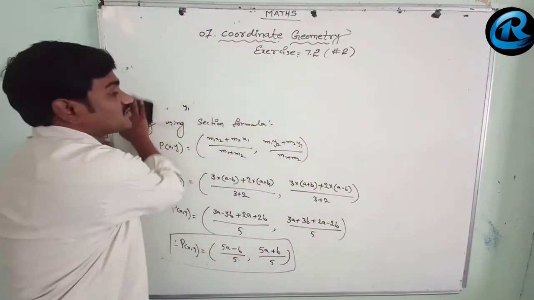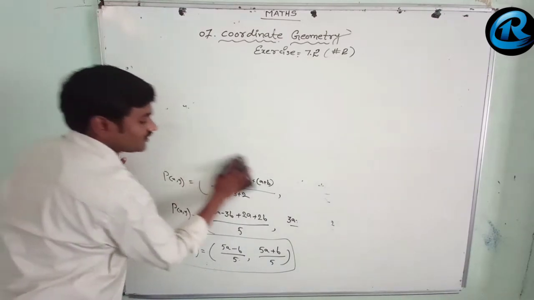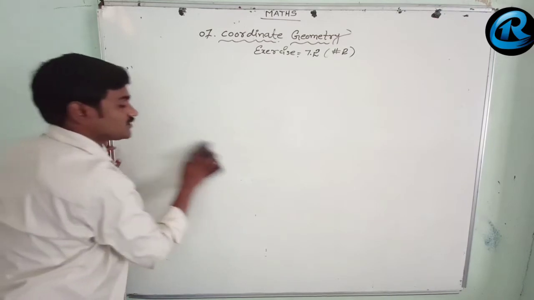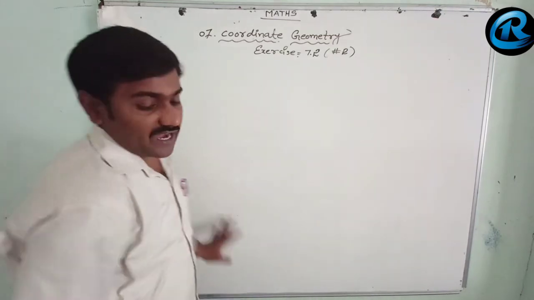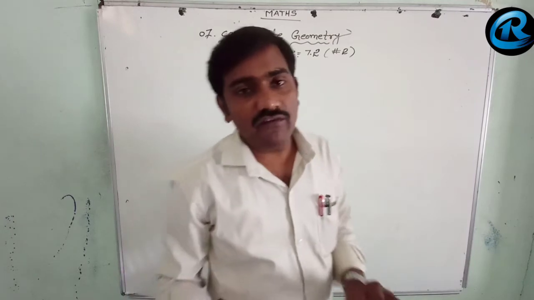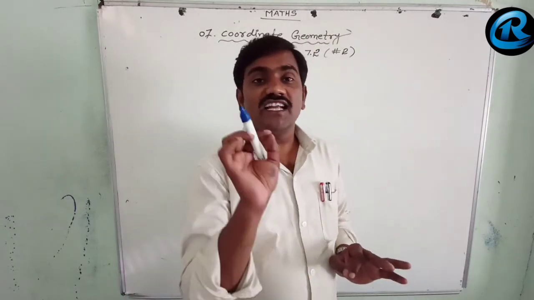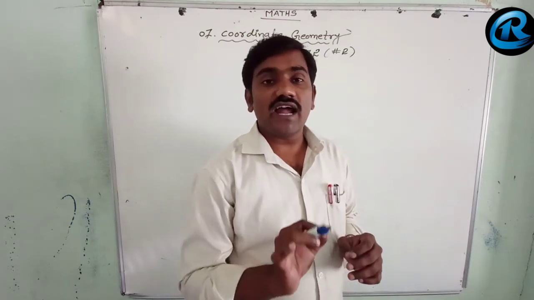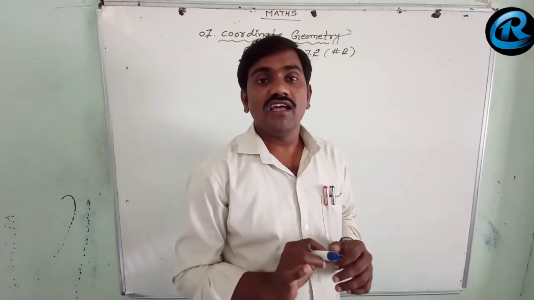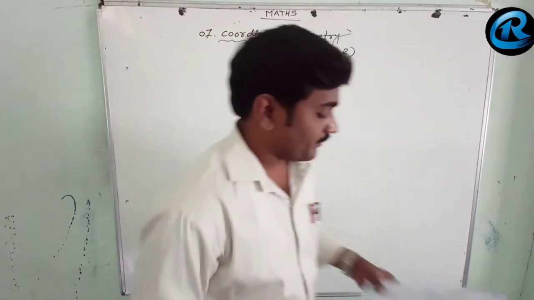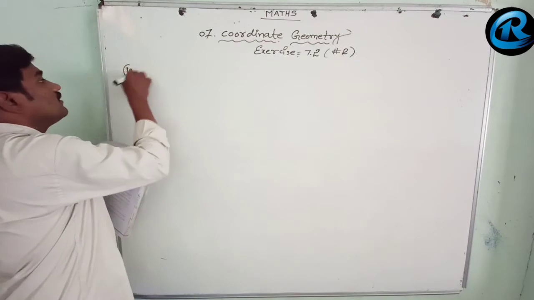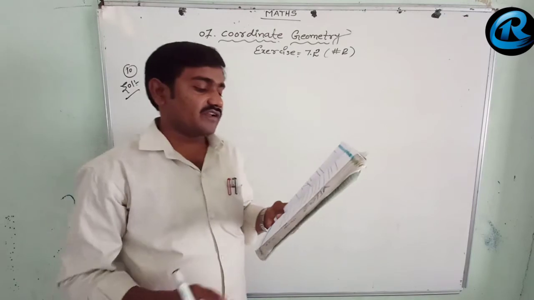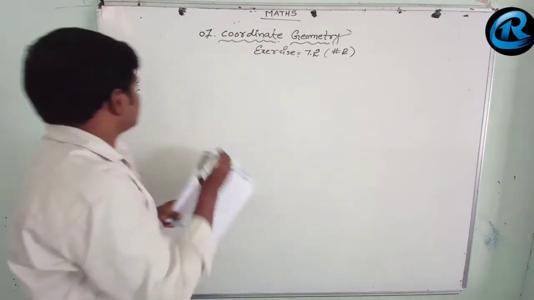Here question number 10 is based on the centroid of the triangle formula: (x1 plus x2 plus x3) by 3, (y1 plus y2 plus y3) by 3. What is the meaning of centroid? Where the three medians of a triangle intersect each other, the intersection point of the three medians is known as the centroid of the triangle. The centroid of the triangle is always denoted by capital G. Now here, question number 10: find the centroid of the triangle with the vertices. So the vertices are given.